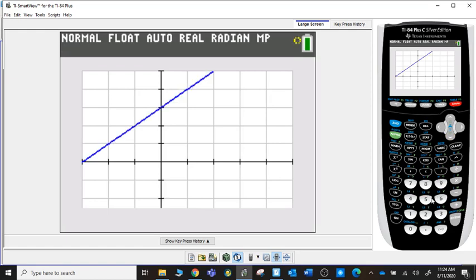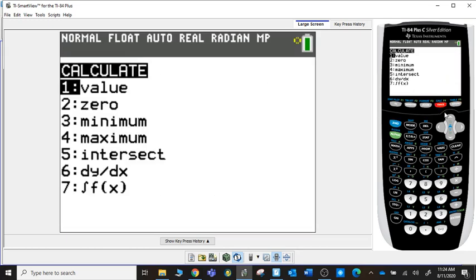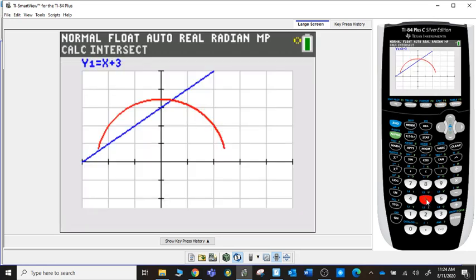Now, even just going through this process might give you an indication as to why I have a preference for one method over the other. It does sometimes take a little bit of adjustment to get the window correct so I can see the points of intersection. Let's see what the calculator is going to tell me. So I'm going to go second and trace again. Number 5 this time is the point of intersection, so I am going to select number 5.